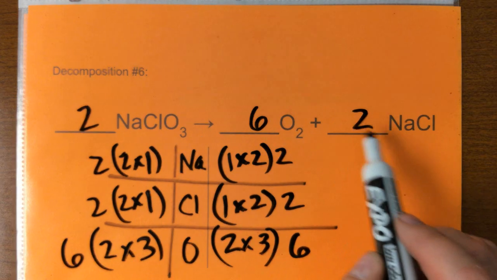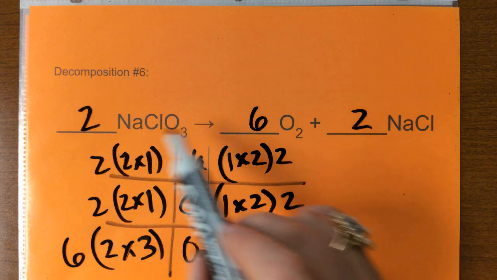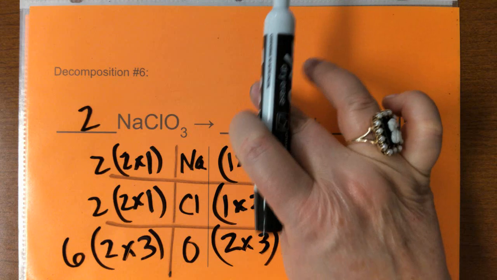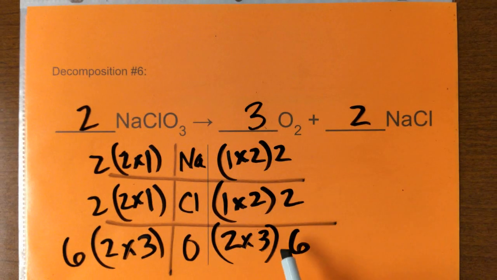2 sodium, 2 sodium, 2 chlorine, 2 chlorine. 2 times 3, 6 oxygen. Whoops. This should be a 3. Sorry. 3 times 2, 6 oxygen.